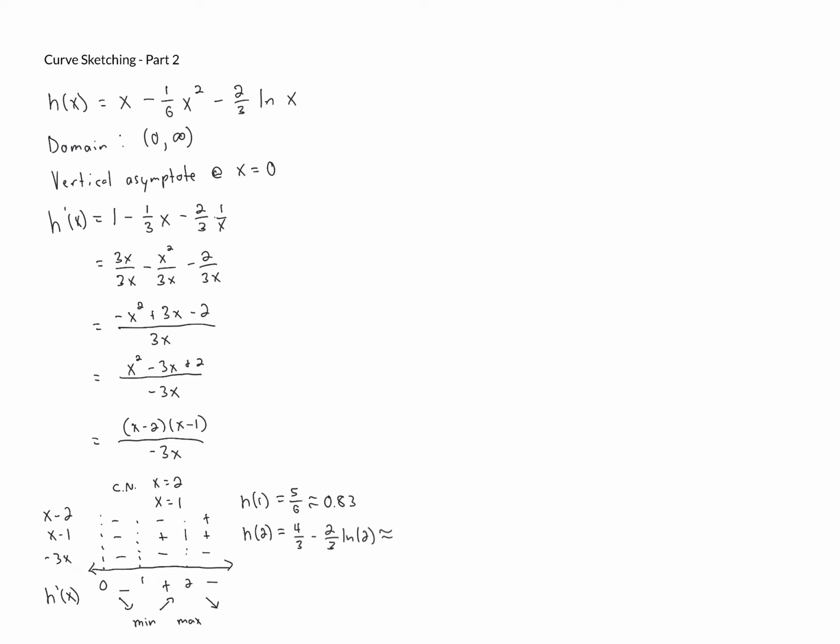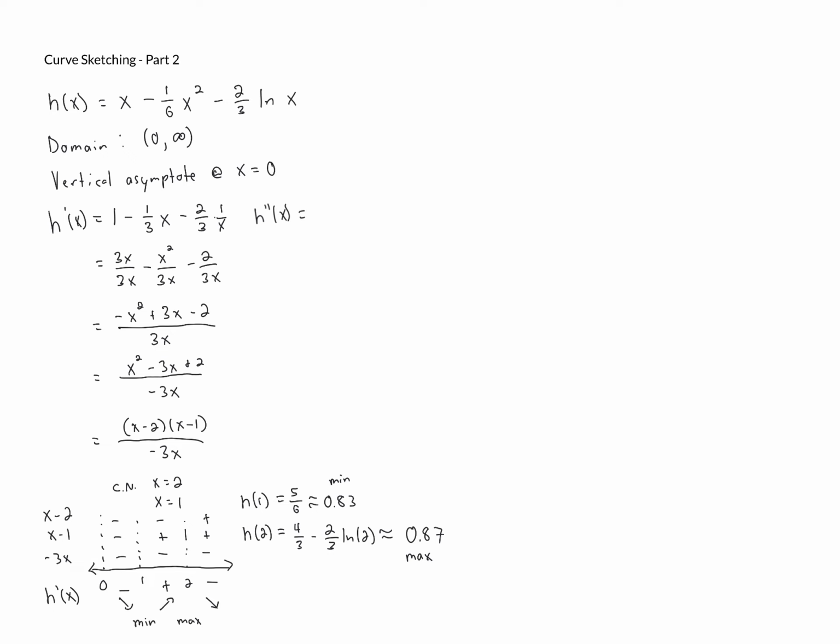And then we'll need our second derivative so we can get inflection points and figure out where the graph is concave upward and downward. So if we want the second derivative, we need to differentiate the first derivative.